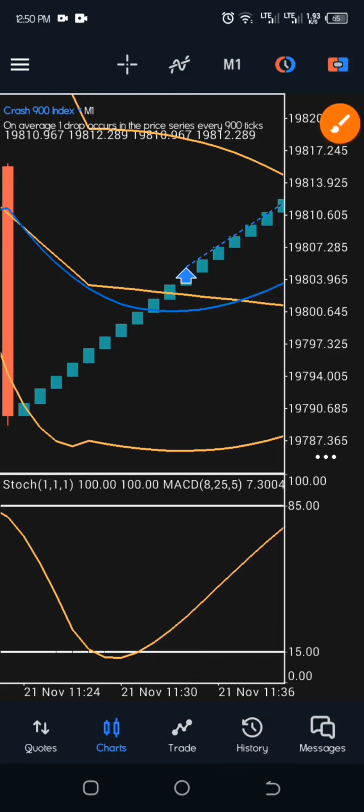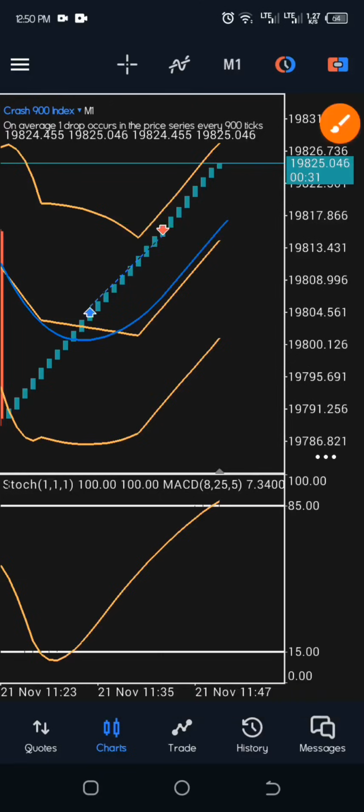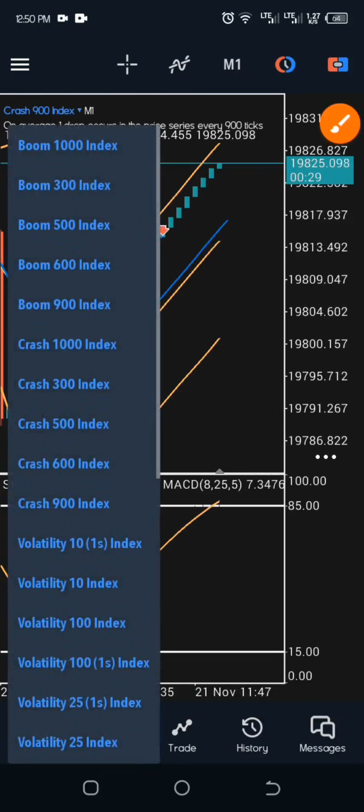So let's say you want to enter same as we do, you just have to enter right at this candle that we enter from. Now for your take profit, you only want to target the next Bollinger Bands line. That is where your target should always be. Keep this in mind, guys. So let me show you guys another trade.